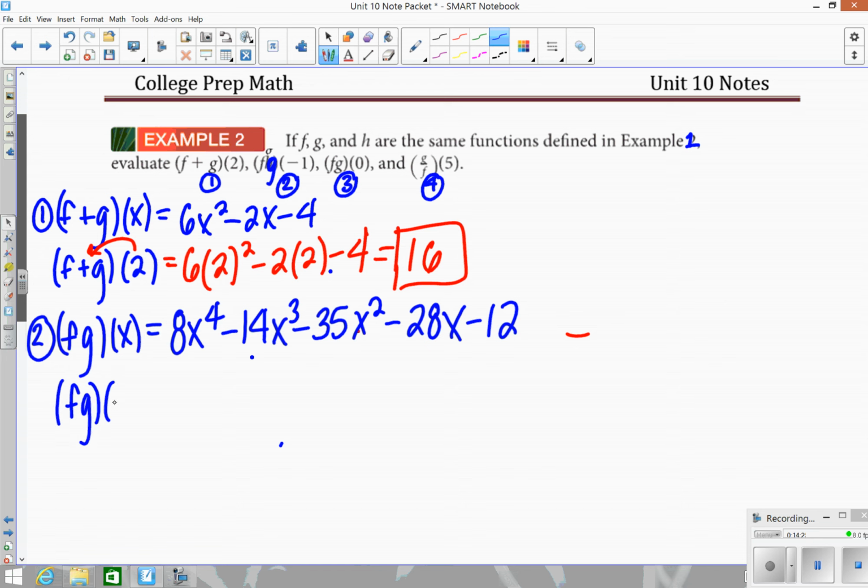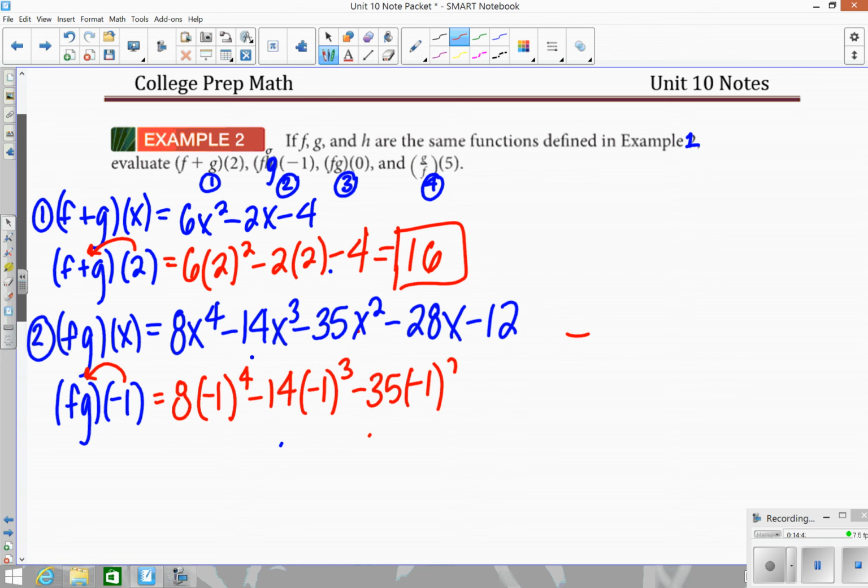So basically this is the exact same thing. You're going to take -1 and you're going to input it into the new function f times g. So we're going to plug it in. Make sure you have parentheses, especially when you have negative numbers when you plug in. So I'm just substituting -1 in for every x, or I'm inputting it into my function, and then I simplify it and I get 3.